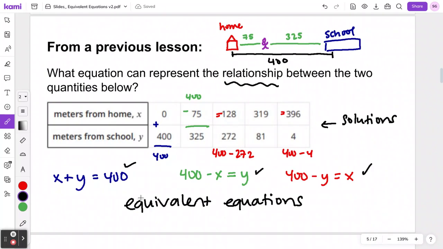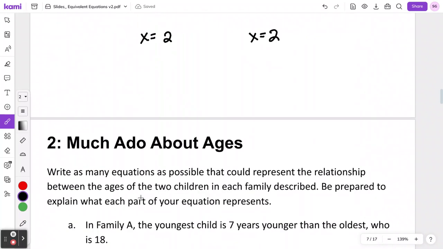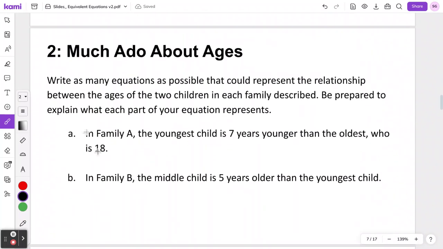The first thing I want to do is I want you to practice coming up with equivalent equations. So down here, I have 2 more stories. They're about 2 different families here, and your job is going to be to write as many equations as possible. I would pause this video. My suggestion is maybe take 3 minutes to see if you can come up with as many equations as possible for each of these stories here. Come back to the video when you're ready to see some answers.